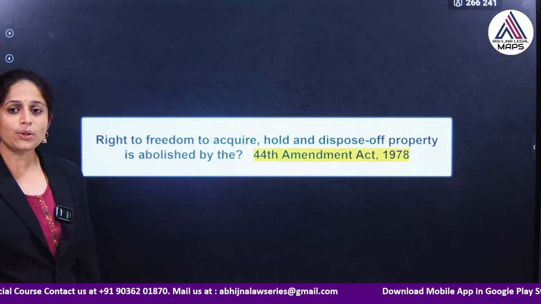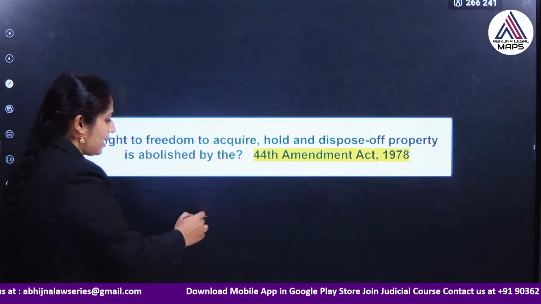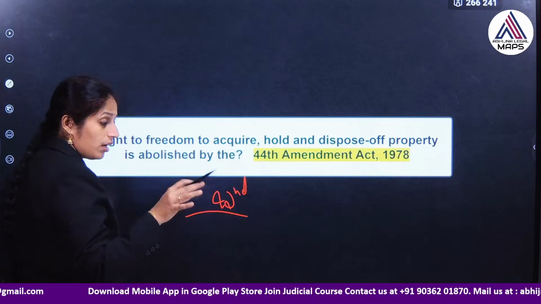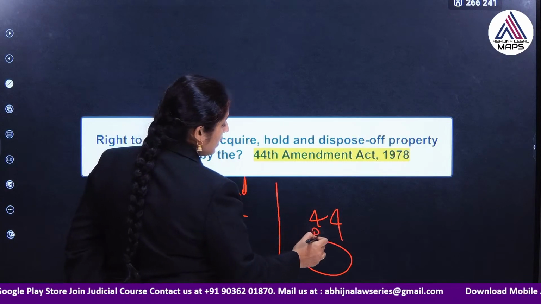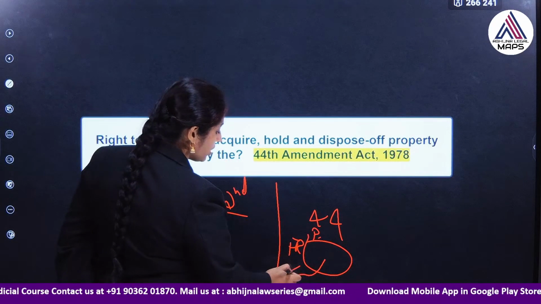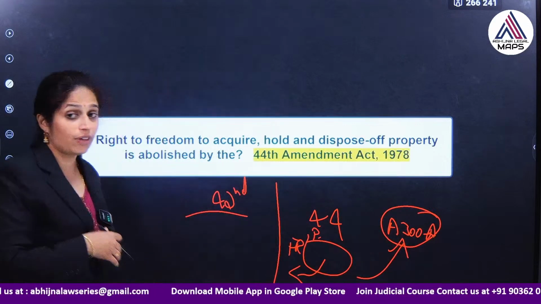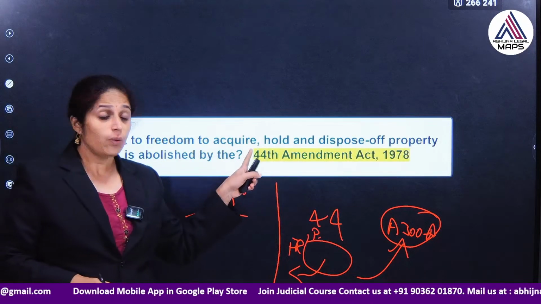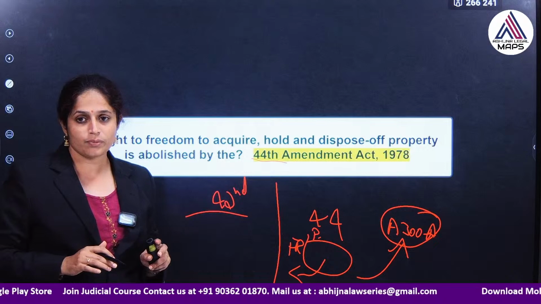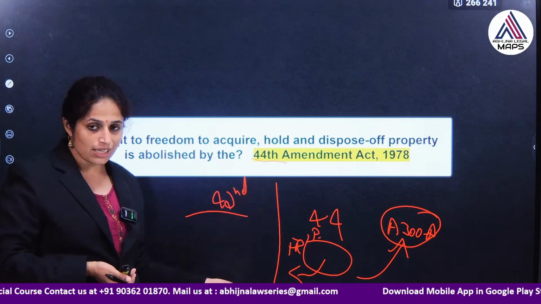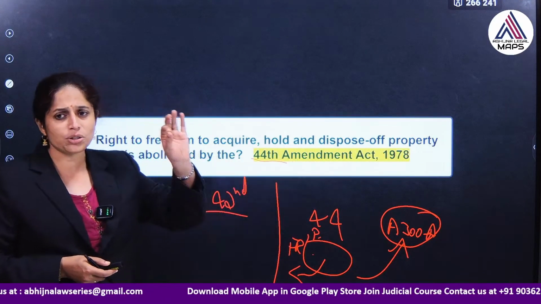Okay. Next one: the right to freedom to acquire, hold and dispose of property is abolished by which amendment? See, till the 42nd Amendment, right to property was considered to be a fundamental right, but later in the 44th Amendment what did they do? It was there in Part 3, recognized as a fundamental right. So it was removed from this portion and later introduced in article 300A. This is only a constitutional right, it cannot be considered a fundamental right. Okay, this was the major change made by the 44th Amendment during the Morarji Desai government, in the year 1978. Right to property was omitted from the fundamental rights chapter and reintroduced in article 300A as just a constitutional right.